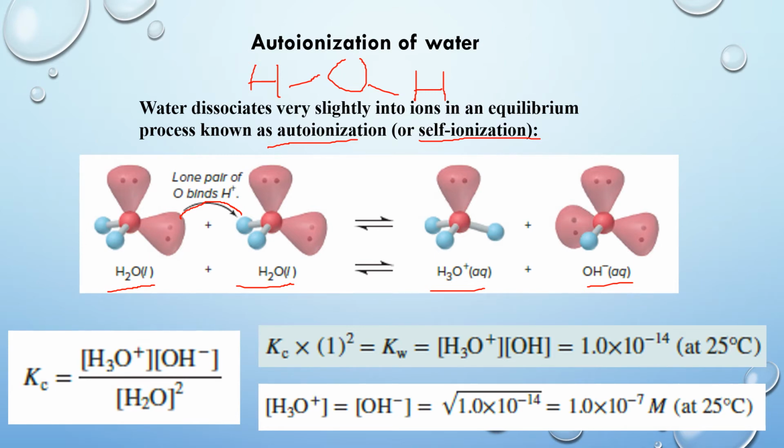So in this equation, we have two water molecules giving you a hydronium ion and a hydroxide. And we know hydronium ion is actually a proton combined with water. So we can shorten this reaction by saying that one water molecule will dissociate, generating one proton and one hydroxide.